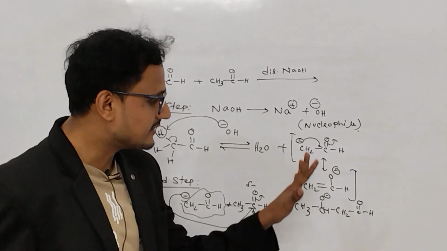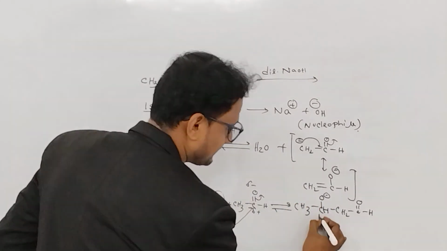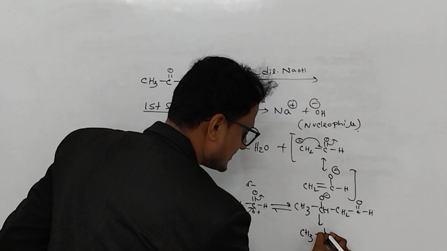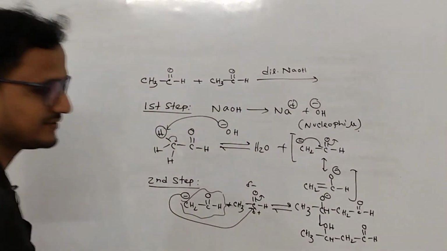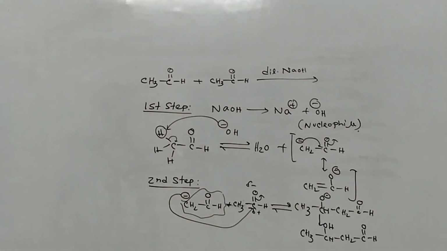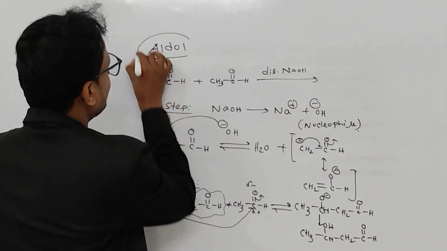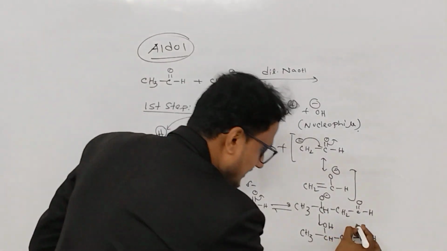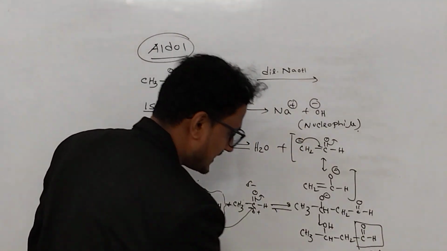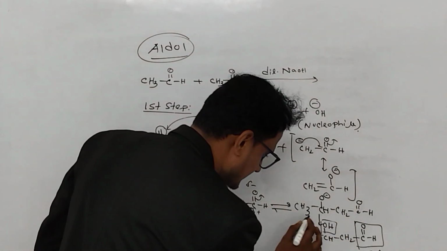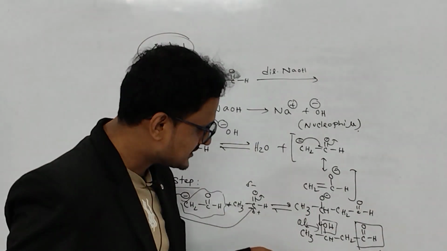Now this one can take one proton from the water to form this compound. What is the compound? CH3 CHOH CH2 C double bond H. Let me see whether the lower part is visible or not. Yes, it is visible. So this one. Now why is this reaction called aldol? Because in the result you can see it has an aldehyde group, that means ald, and it has an OH group, that means ol. So this is the combination of ald and ol, so aldol. This is the aldol compound.